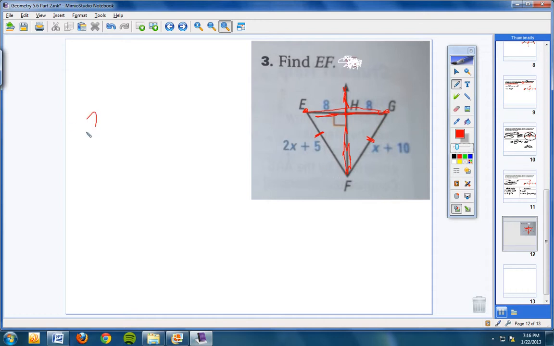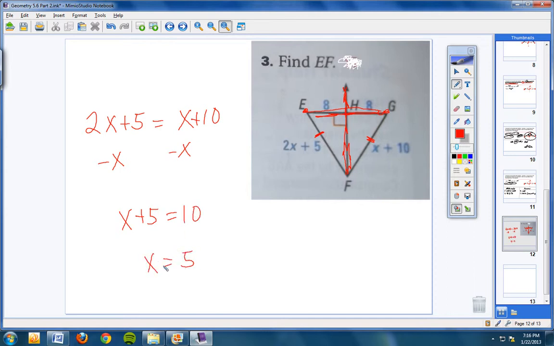Well, think about that. We know that 2x plus 5 has to equal x plus 10. So we subtract x from both sides, and we're left with x plus 5 equals 10. Now let's subtract 5 from both sides, and you're left with x equals 5.